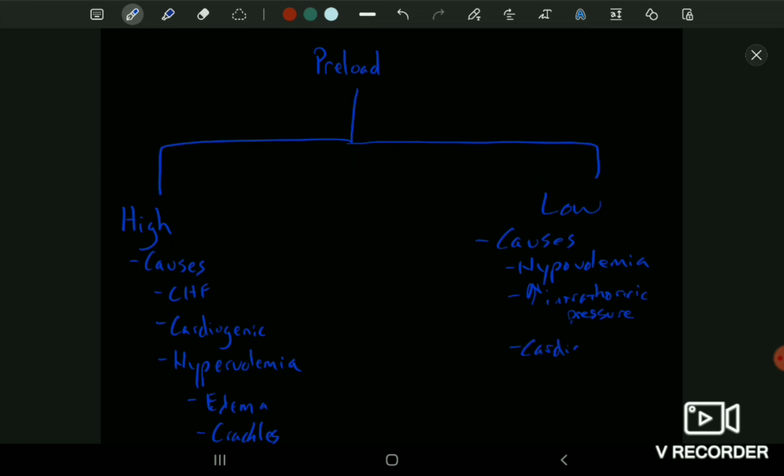Also, cardiac tamponade. This is that fluid collecting in the pericardial sac, so it's increasing the pressure on the heart. The heart doesn't have enough room to move around, so it kind of gets stuck with all that fluid around it, and it can't beat effectively.